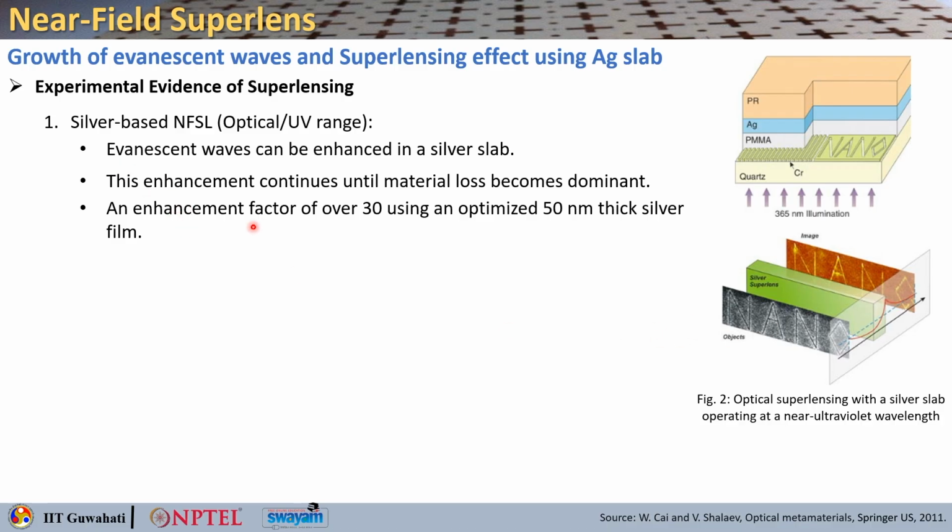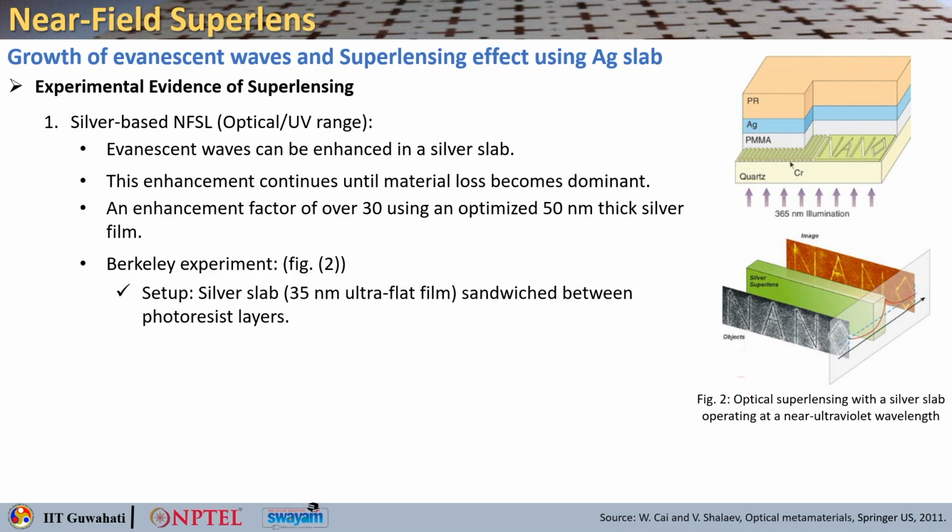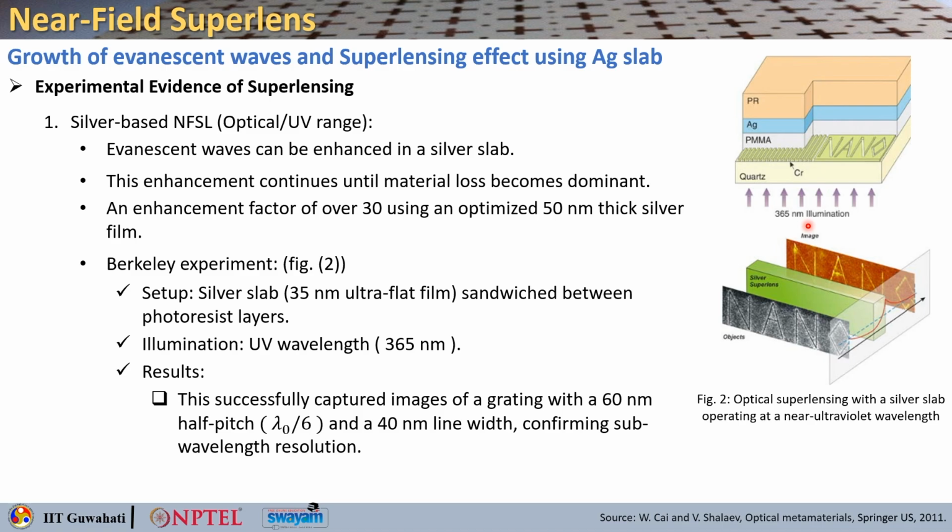So, an enhancement factor of over 30 was recorded using an optimized 50 nanometer thick silver film. Okay. So, this was the structure that was used. The silver slab had a thickness of say 35 nanometer, sandwiched between photoresist layers, and they used 365 nanometer illumination wavelength, which is in UV.